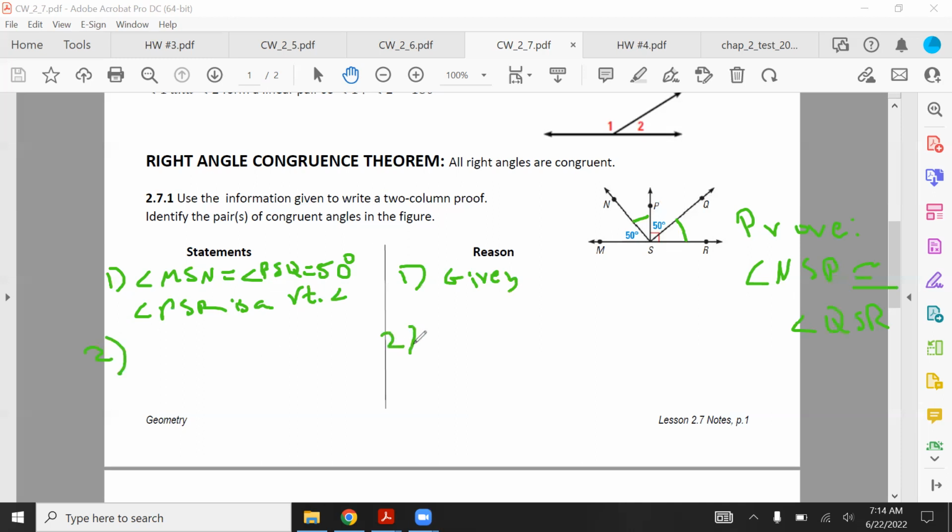Well, we definitely know that angle MSN plus angle NSP has to equal angle MSP. That's from the diagram. And likewise, angle PSQ plus angle QSR has to equal angle PSR. And that's angle addition postulate, AAP, angle addition postulate.